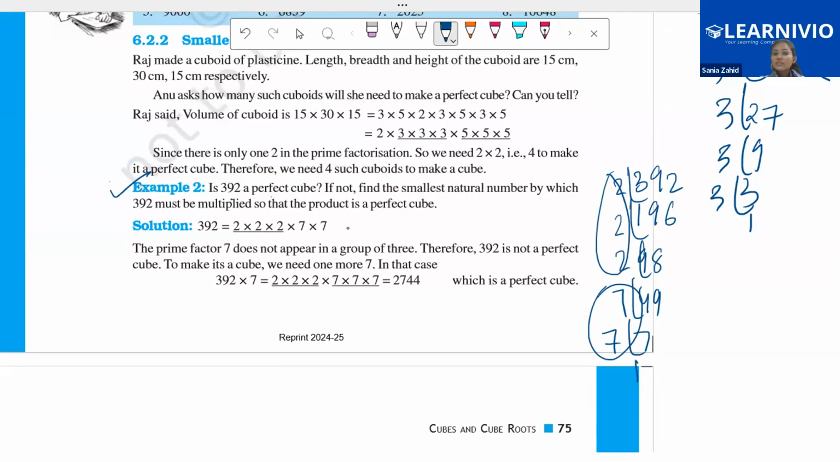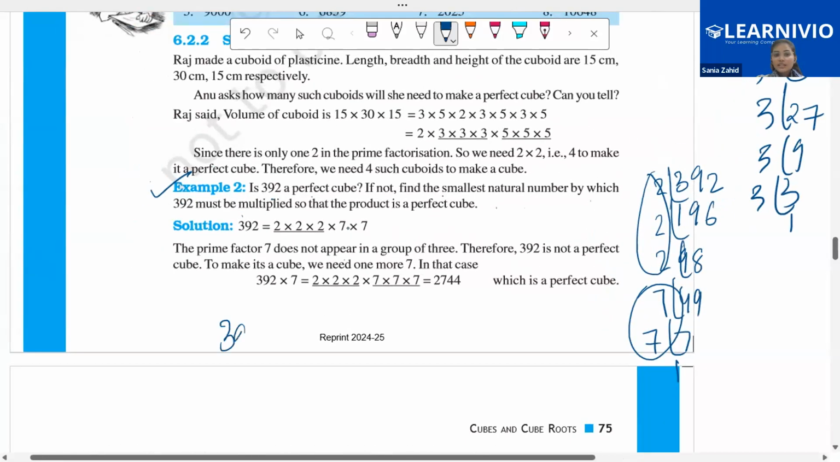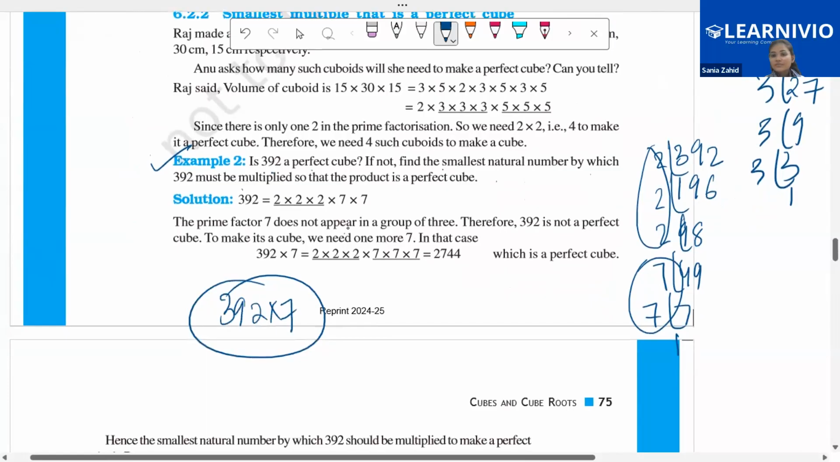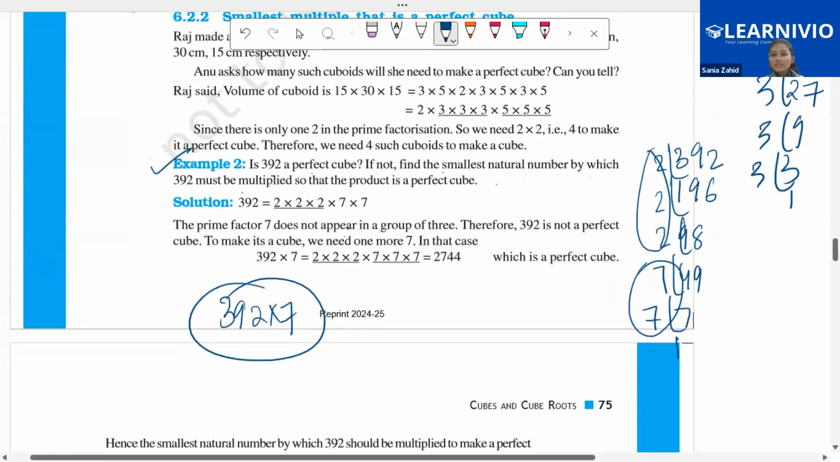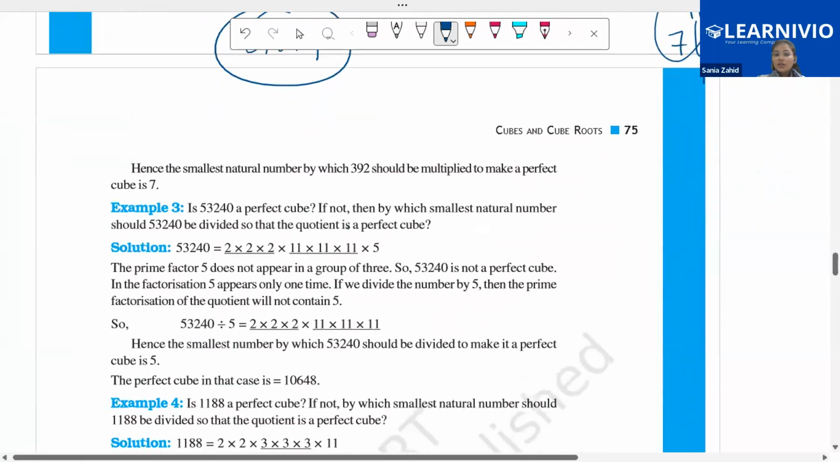And now the question is, find the smallest natural number by which it must be multiplied so that the product is a perfect cube. Children, if you remember, we did a similar type of question in squares and square roots also. That time the number had to be in paired format. Here the number needs to be in triplets. So we need one more 7 to make it a perfect cube. So you will multiply with 7. Multiply 392 with 7 and whatever answer you get, that is a perfect cube. Right? You understand this? Yes, ma'am.